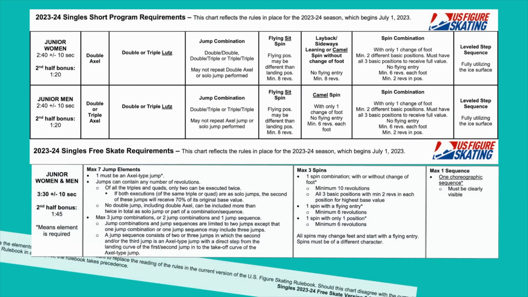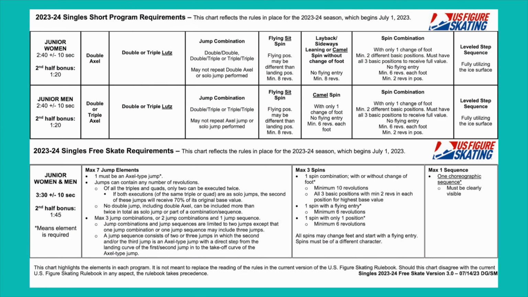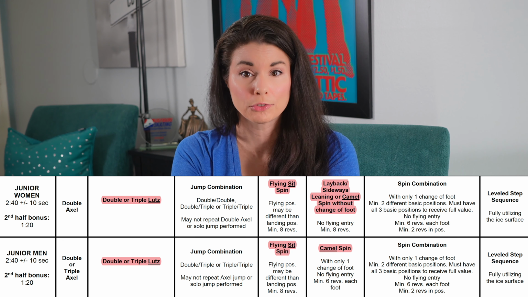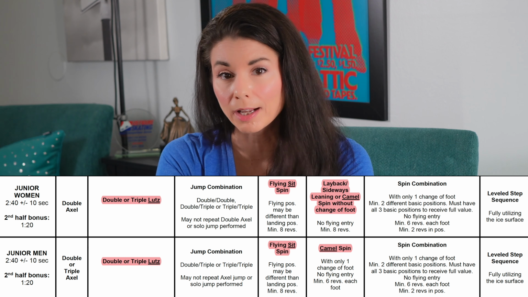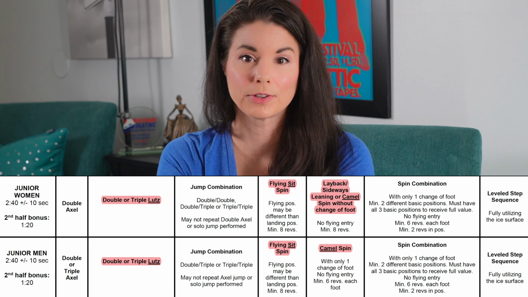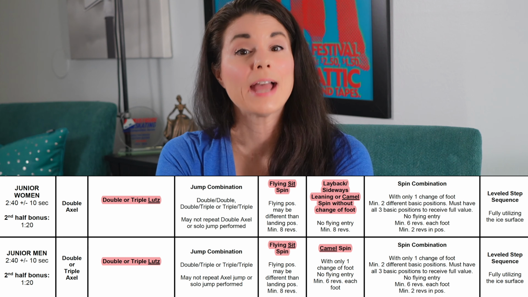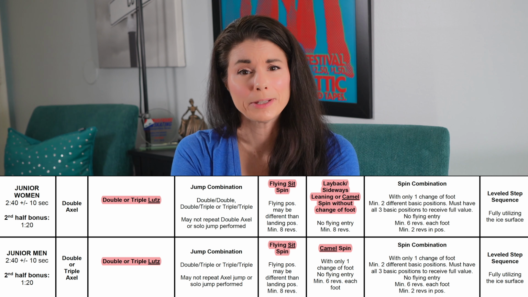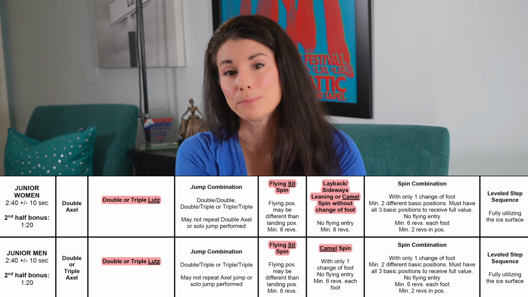At the junior level, the short program requirements rotate from one season to the next. This year, the solo jump that is required is a double or triple Lutz. The flying spin requirement for this year is a flying sit spin without a change of foot. Your solo spin then must be in a different position from that sit spin.